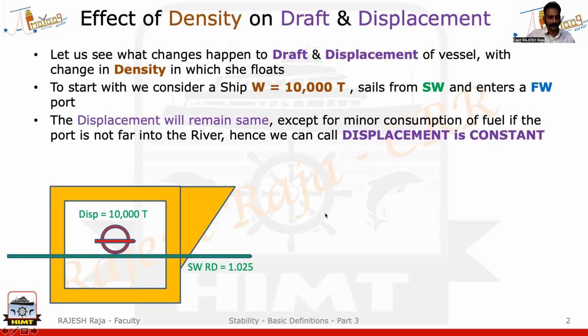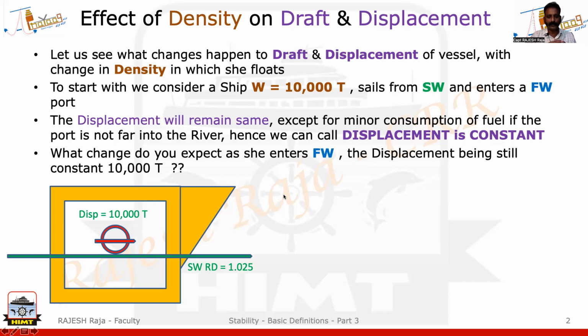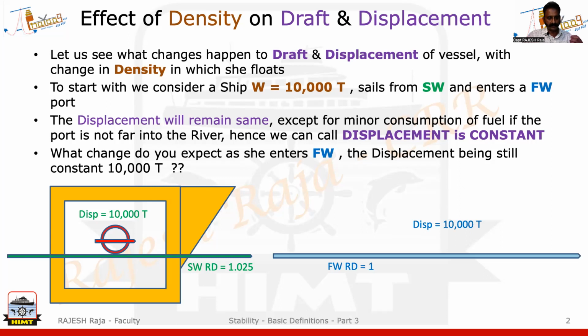So I'm going to show you what happens. What do you expect when she enters the fresh water? And I've considered the displacement being still constant at 10,000 tons. So let us say my next journey is towards this water. I'm calling it RD of 1, and the same displacement is 10,000. This is what we are going to see, and it will lead to one of the definitions, which is a very important definition used quite a lot. And we'll see what is the link between them in the next video also, which I'm going to make.